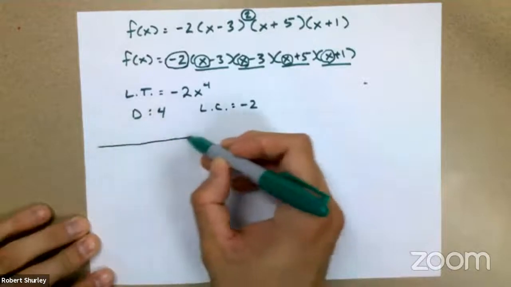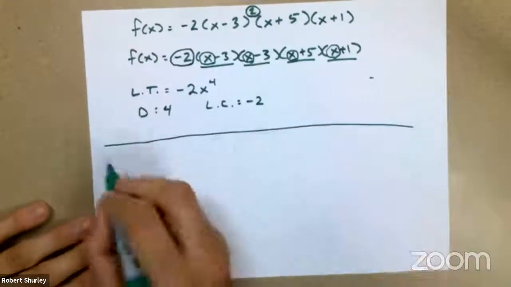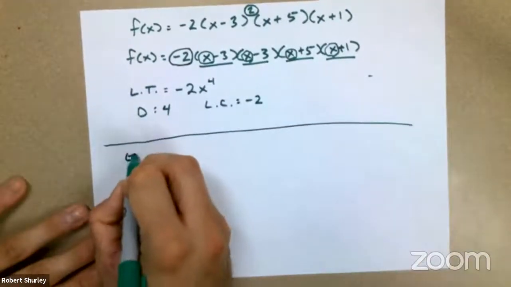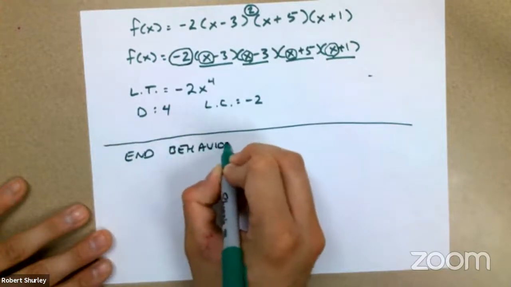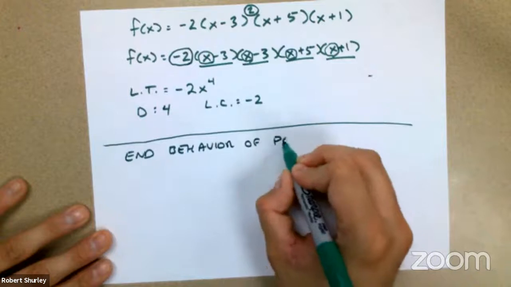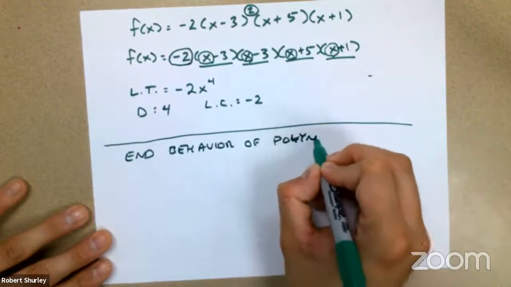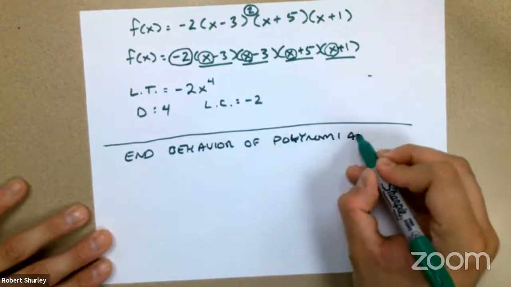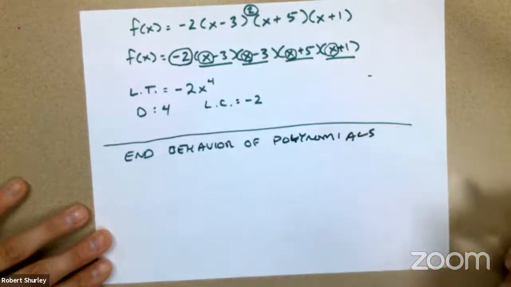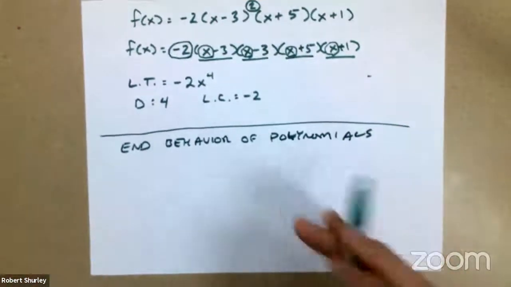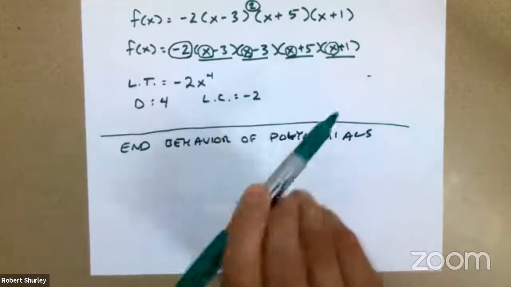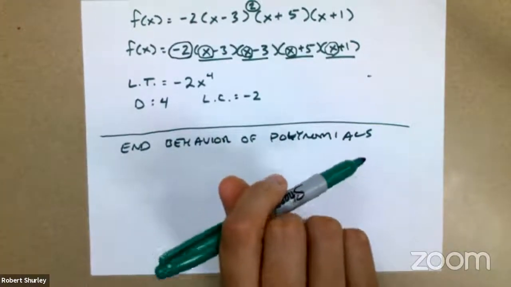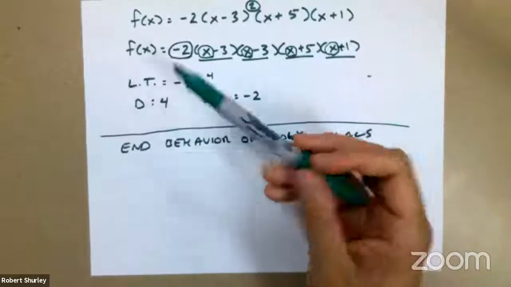But really, we're finally to the first real topic in the book, which is the end behavior of polynomials. So what is end behavior? Well, it turns out polynomials, they're always going to end to the right or left, going up or going down. Okay, so up or down.